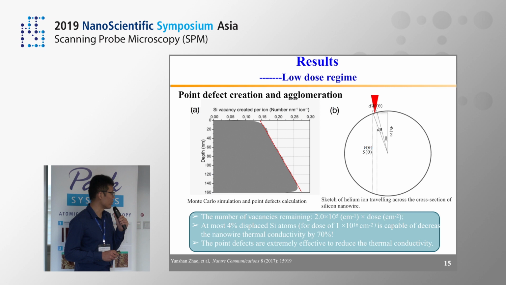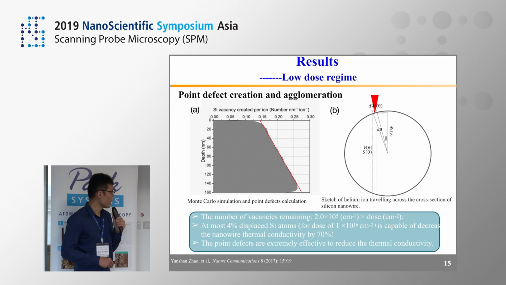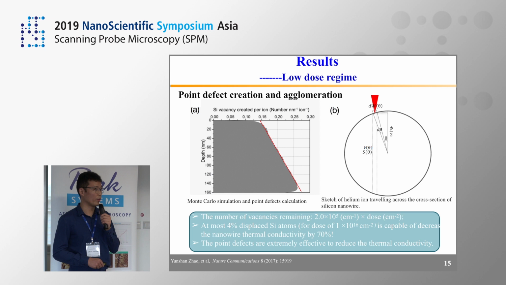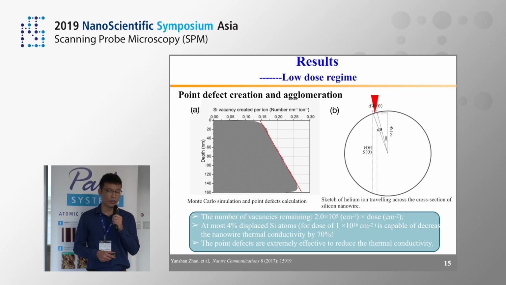In the low dose region, we believe it's point defect generation and the point defect concentration. By calculation, we can calculate the dose dependent vacancy concentration. Finally, we calculate that around 4% point defects can decrease the thermal conductivity by around 70%. This result shows that the point defect is very effective in reducing the thermal conductivity.